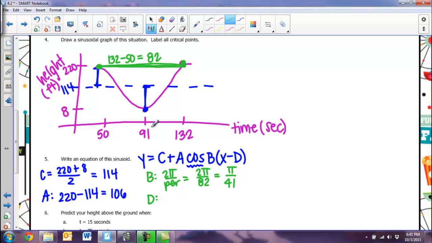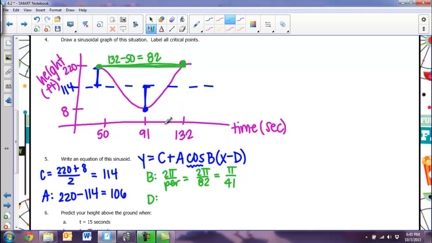Okay, remember, D is the only thing that might change. This is where we're thinking about my starting point. And so there are lots of things you could do. If you like to do sine graphs, remember, you'd be looking for a middle point, but you want a middle point going up. Now my problem with that is I don't really know what that point is.